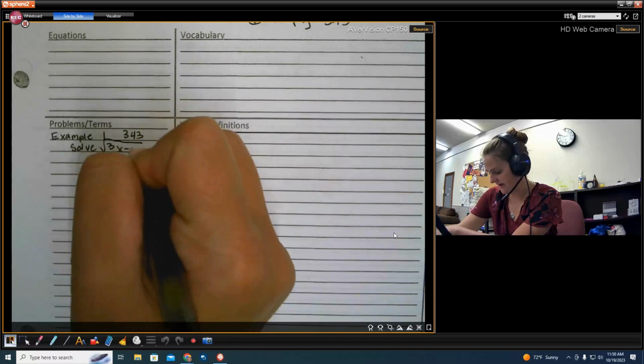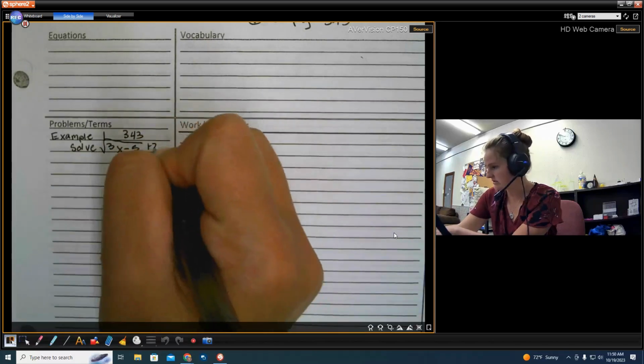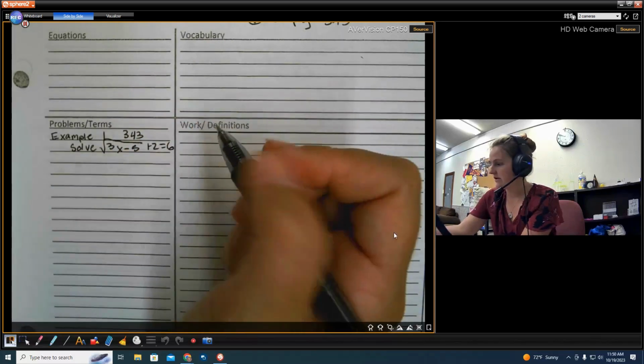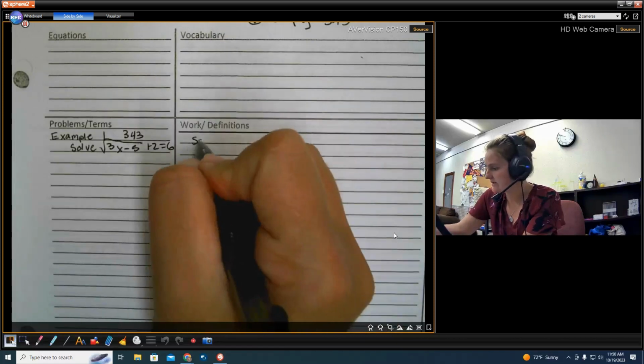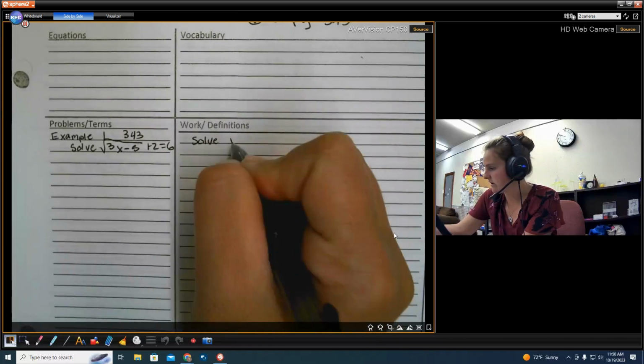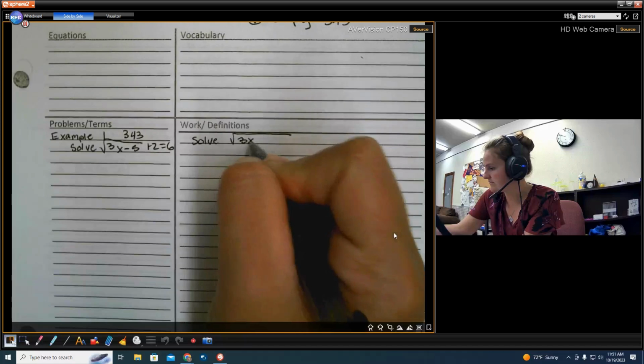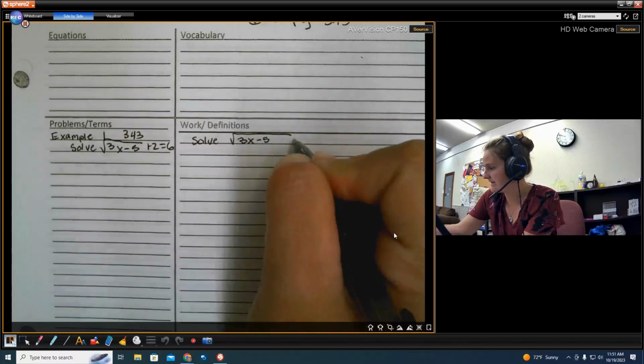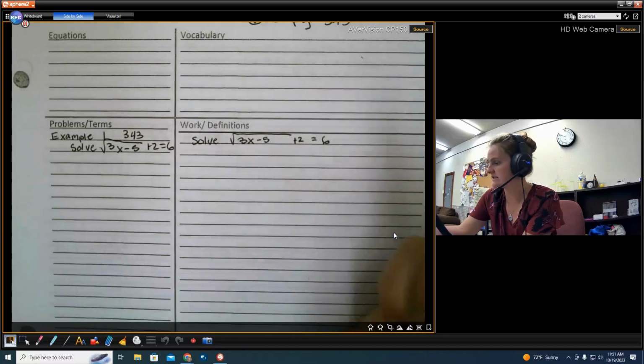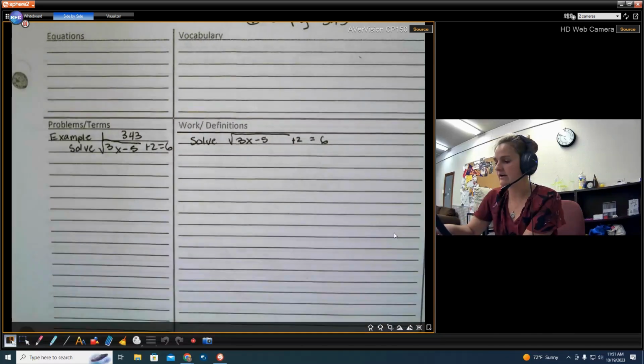Square root of 3x minus 5 plus 2 equals 6. Okay, and we're going to rewrite that over here. Solve the square root of 3x minus 5 plus 2 equals 6. Okay, so the first thing is to get that radical by itself.